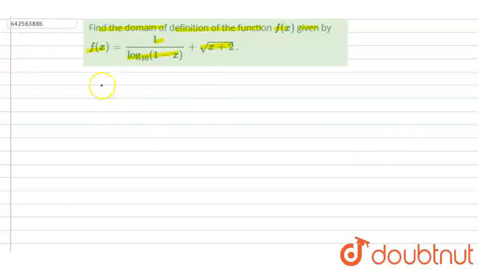Here the function is given as f(x) = 1 upon log base 10 (1 minus x) plus under root (x plus 2). So clearly we can see that this is a combination of two functions. For finding the domain of this function, we have to find the domain of each individual function, and then take the intersection of these domains. So let's find the domain of each function separately.